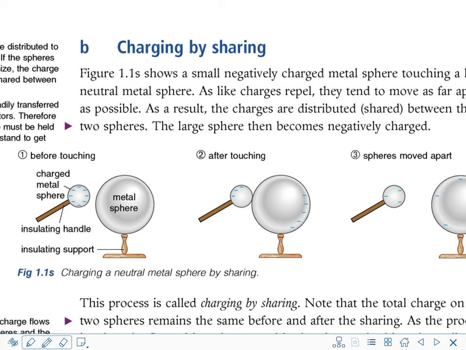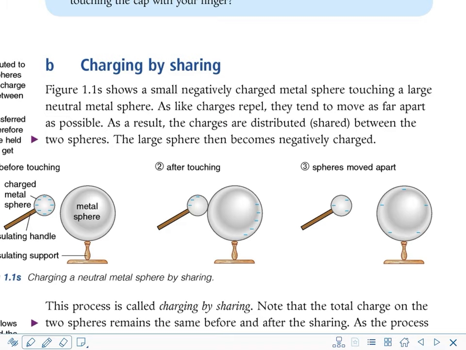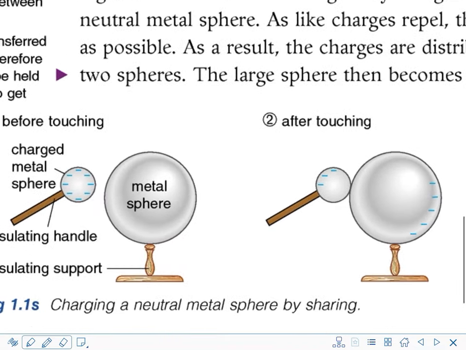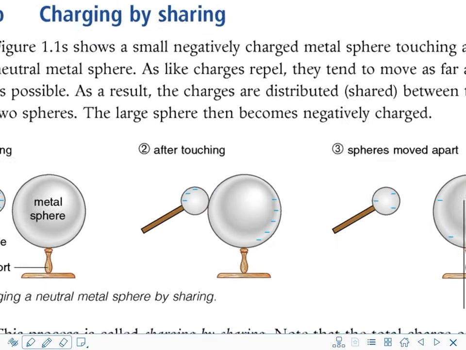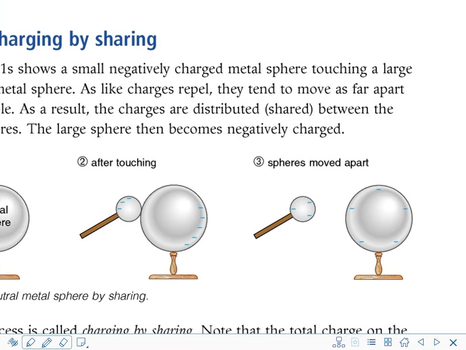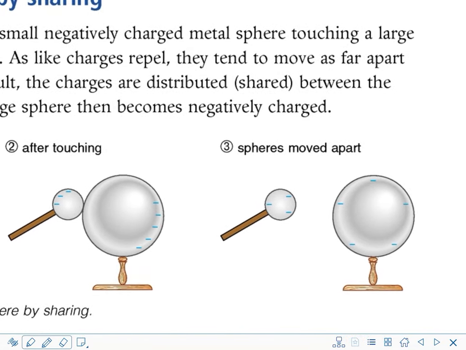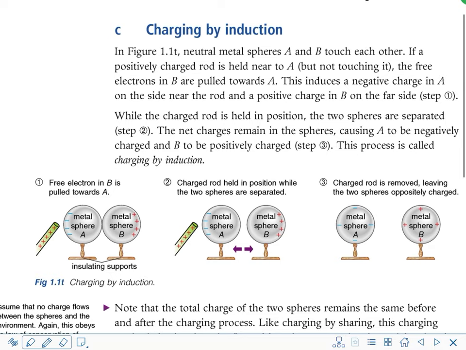Charge by sharing. It depends on the surface area. If a charged ball touches another neutral metal sphere, it shares the charge. So you will share the charge. After the spheres move apart, they will both become negatively charged.